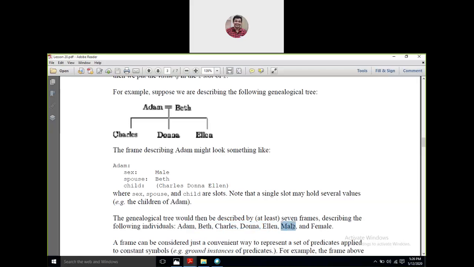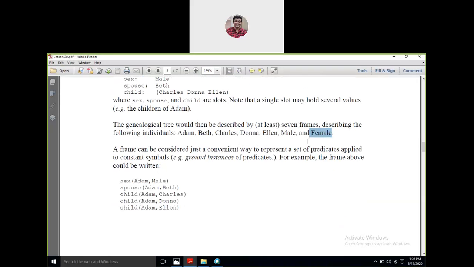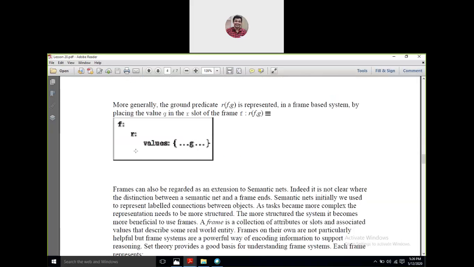So for description of this genealogical tree, if I require at least a few number of frames, then what can these frames be? If I make out separate frames for them, then I need to have at least these many frames. That means 3 plus 2 is 5, 3 plus 2 is 5, then 1 is 6 and 1 is 7, right? So a frame structure is a convenient representation technique. This is a very simple predicate representation of frames. How do we put a frame?